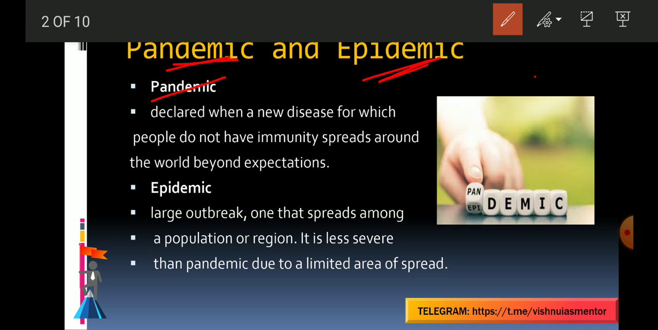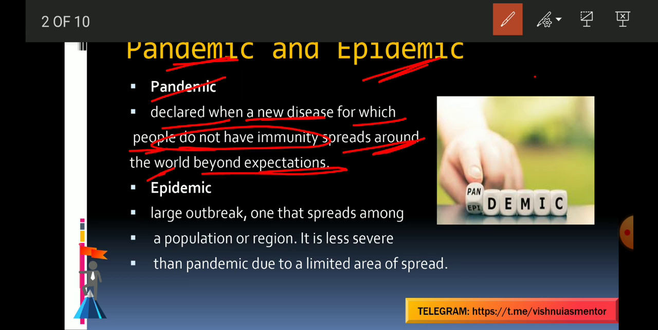So what is a pandemic? It is declared when a new disease for which people do not have immunity spreads around the world beyond our expectations. And what is an epidemic? It is a large outbreak that spreads among a population or region, and it is less severe than a pandemic because of its limited area of spread.